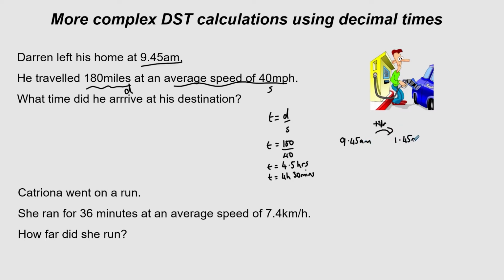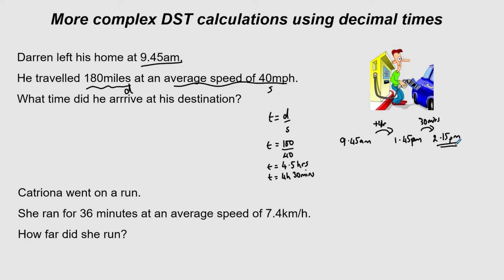1:45 p.m. And then we've got to add on the 30 minutes. And if we add on the 30 minutes, that'll take us to 2:15 p.m. So that's the time he would arrive at his destination, 2:15 p.m. So there's a little bit more work in terms of stepping out the time to get to his final answer there.